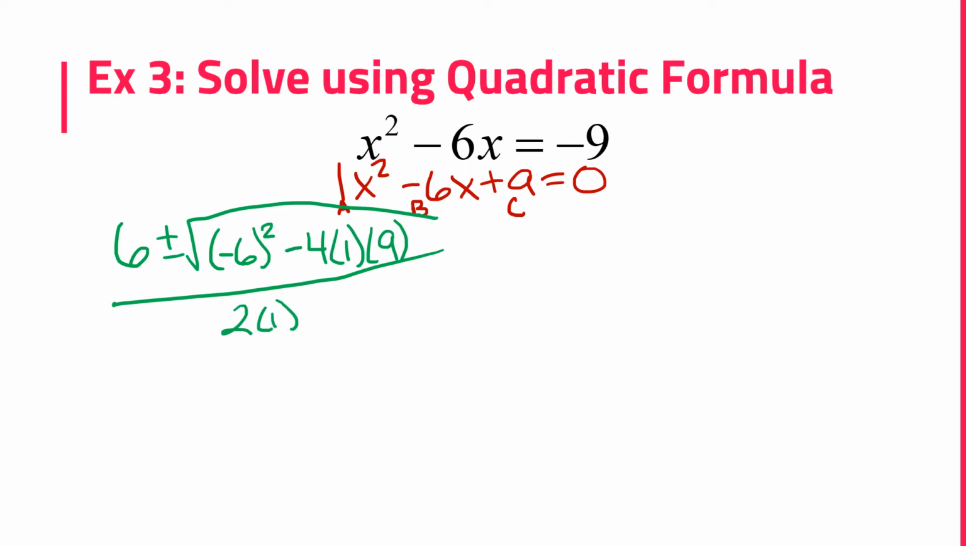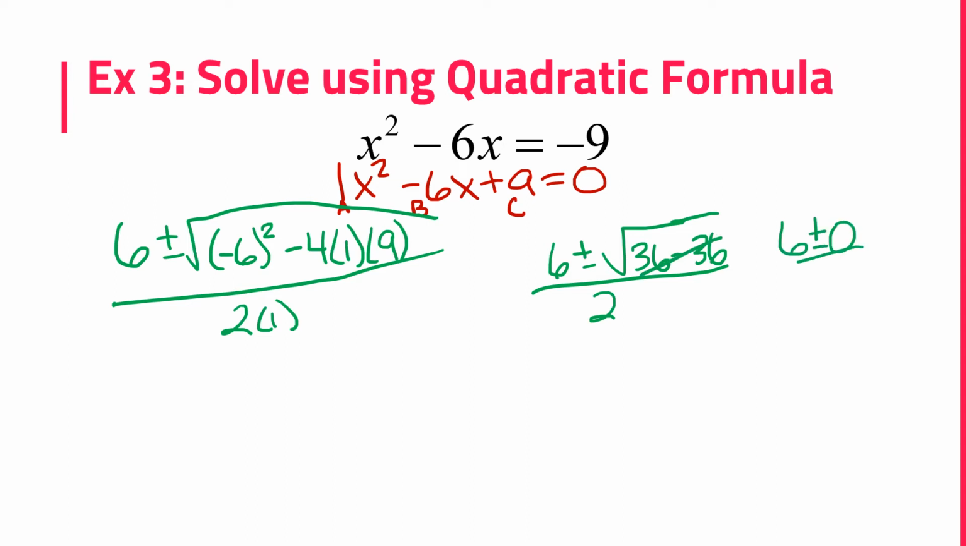So I'm going to work on that discriminant first, right? So as much mental math as needed, you decide. I'm going to do the squaring first, so it's 36 minus, and I have 9 times 4, which is 36. So that makes sense. This is going to become 0. So 6 plus or minus 0 over 2.